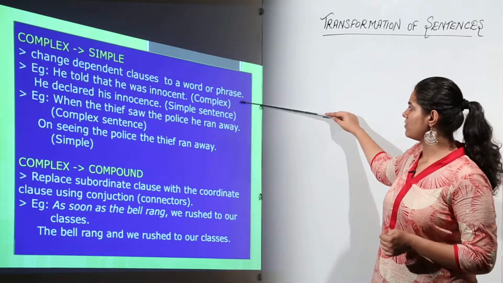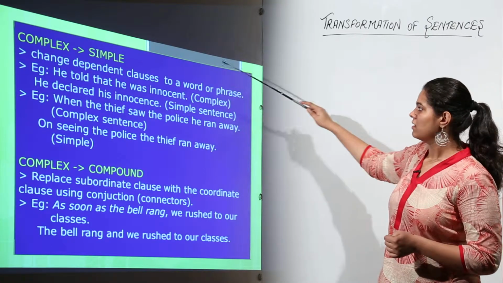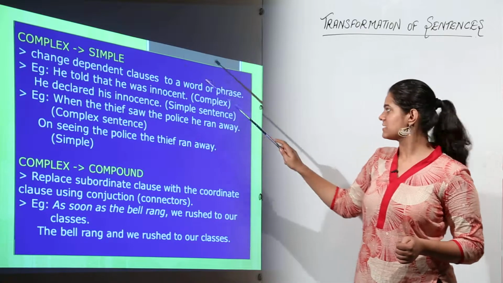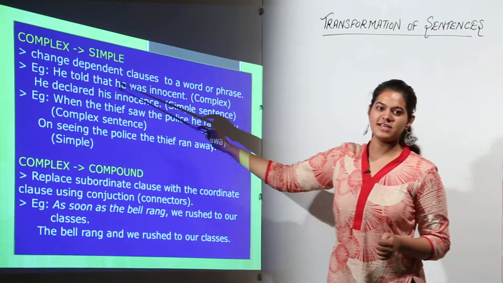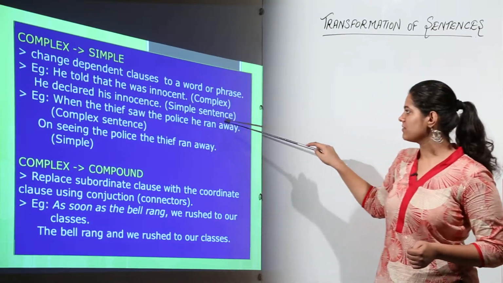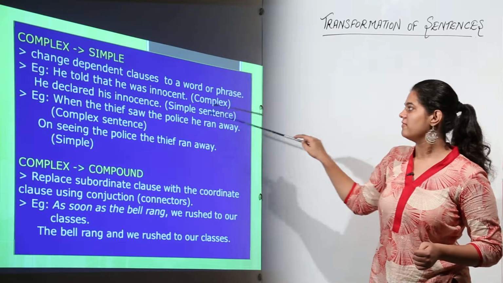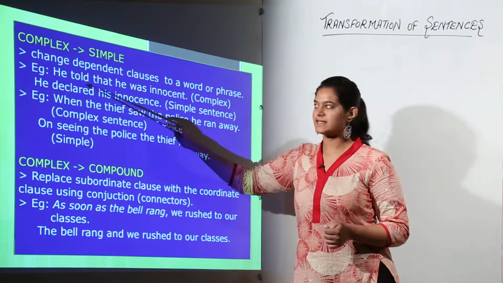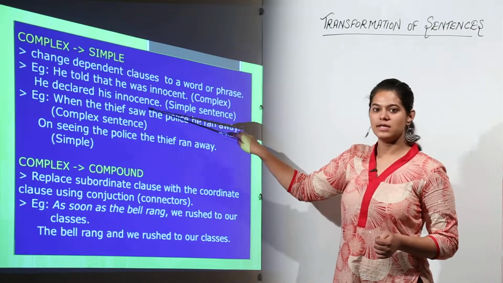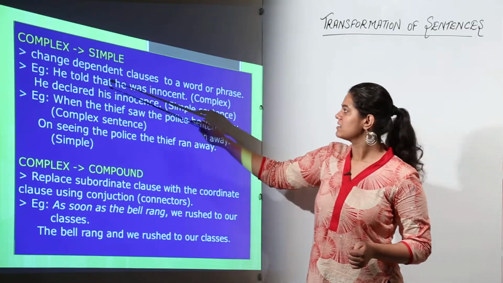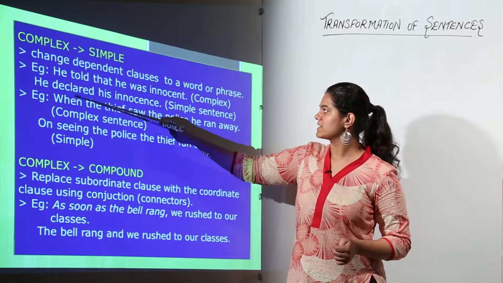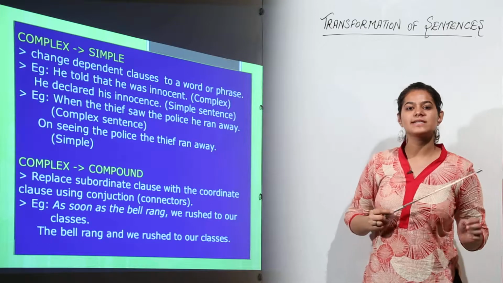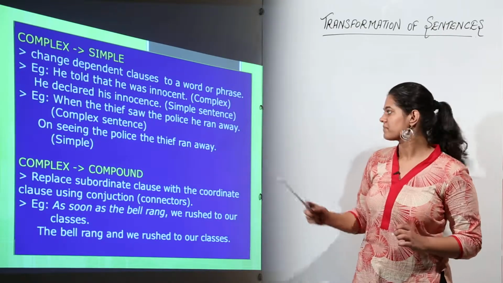He told that he was innocent. So, two different clauses in complex form: he told that he was innocent. When we make this into a simple sentence, we make "he told that" into "declared". So, he declared his innocence, right. "He told that" becomes "declared", "he was innocent" becomes "his innocence". So, he declared his innocence.